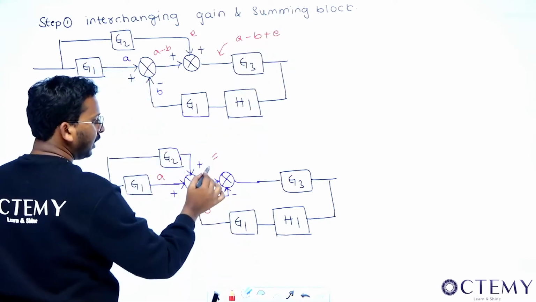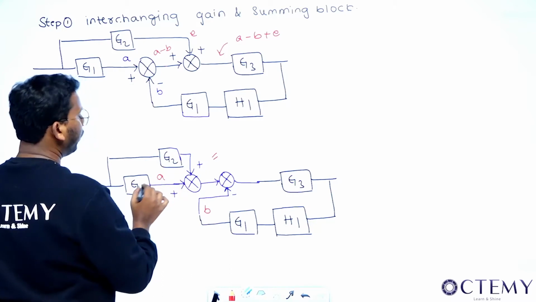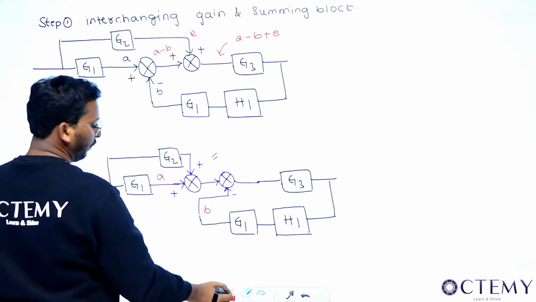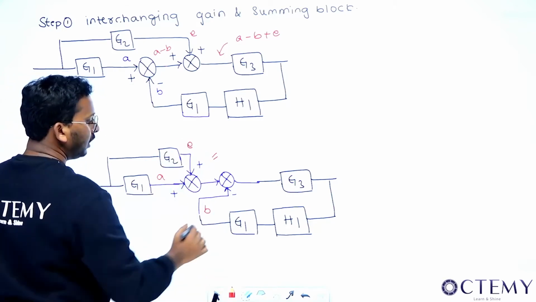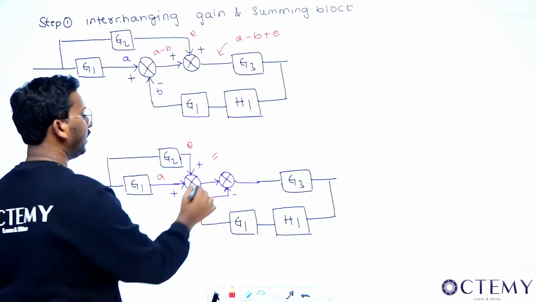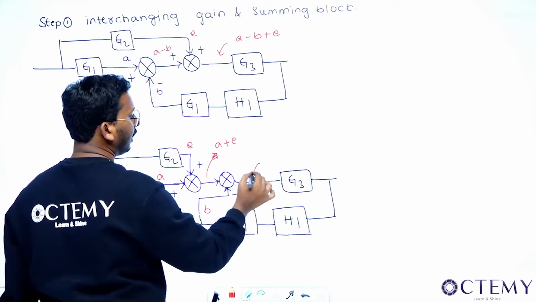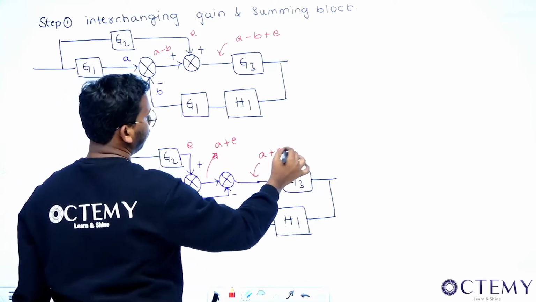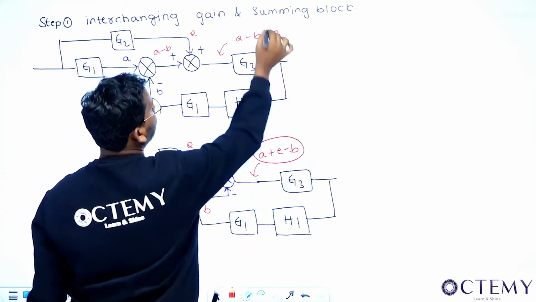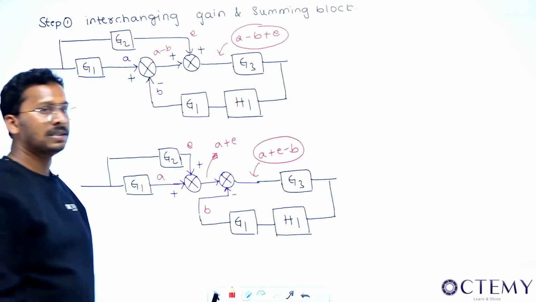Similarly, here if you see, sir, the output after G1 is A, the output after G2 is E, this is B. Now what will you get here? You will get A plus E, and here you will get A plus E minus B. See, sir, this and this are entirely the same, nothing has changed, right?